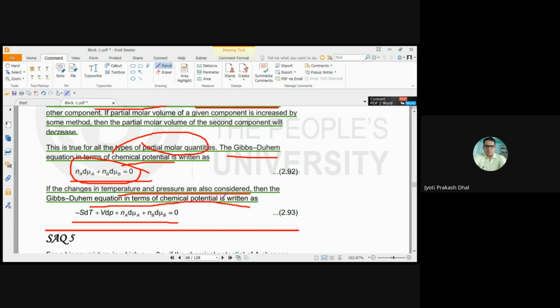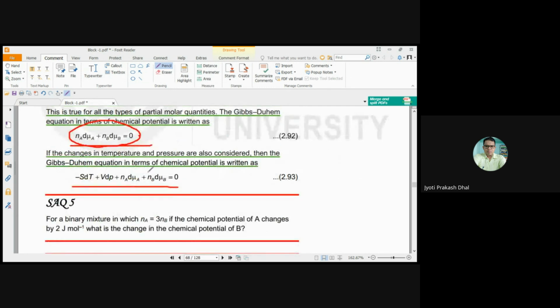But if we consider constant temperature and constant pressure, then the Gibbs-Duhem equation in terms of chemical potential can be written like this. But when temperature and pressure are not constant, then the Gibbs-Duhem equation can be written as minus SdT plus VdP plus Na d mu A plus Nb d mu B equals 0.